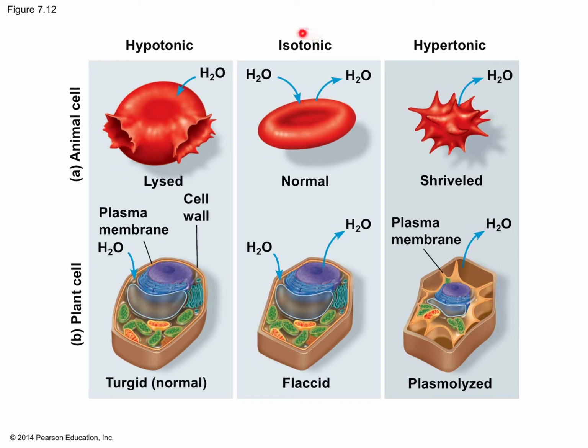Now, what about isotonic? Iso means same again, so now we have the same concentration of solutes outside versus in, which means the same concentration of water outside versus in. So the amount of water that's going into a cell is balanced by the amount leaving, and so the cell does not gain or lose water. Animal cells are healthiest, or normal, in that situation.